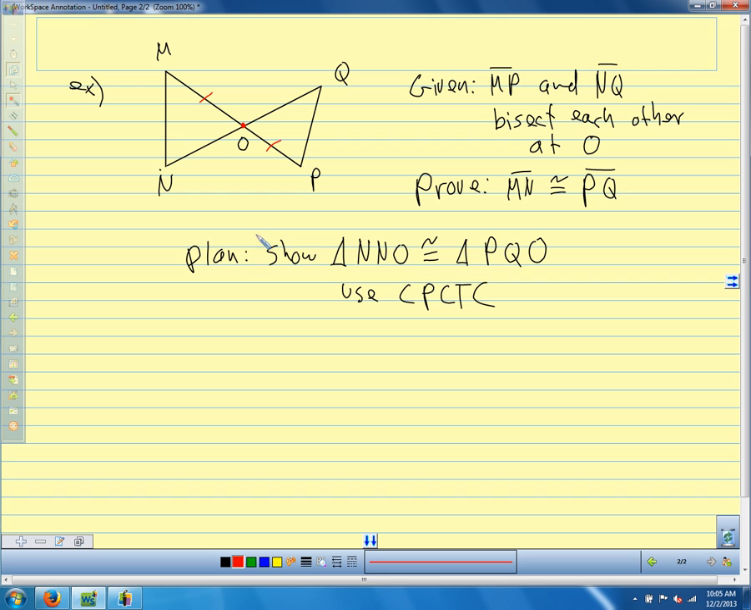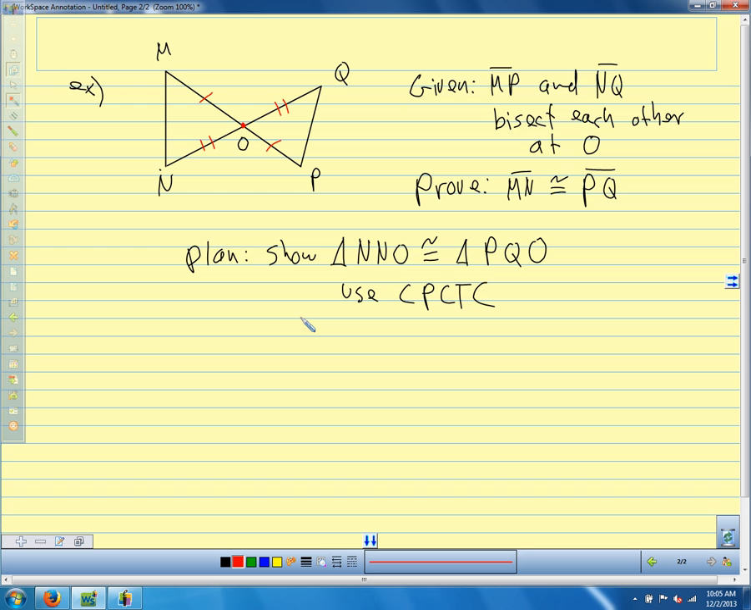We'll start writing our proof based on what we figured out here in just a second. It says that NQ is bisected at point O also. So what do we know about segment NO and segment OQ? They have to be congruent also. Point O cuts that segment in half. Well, now we've marked our triangle.